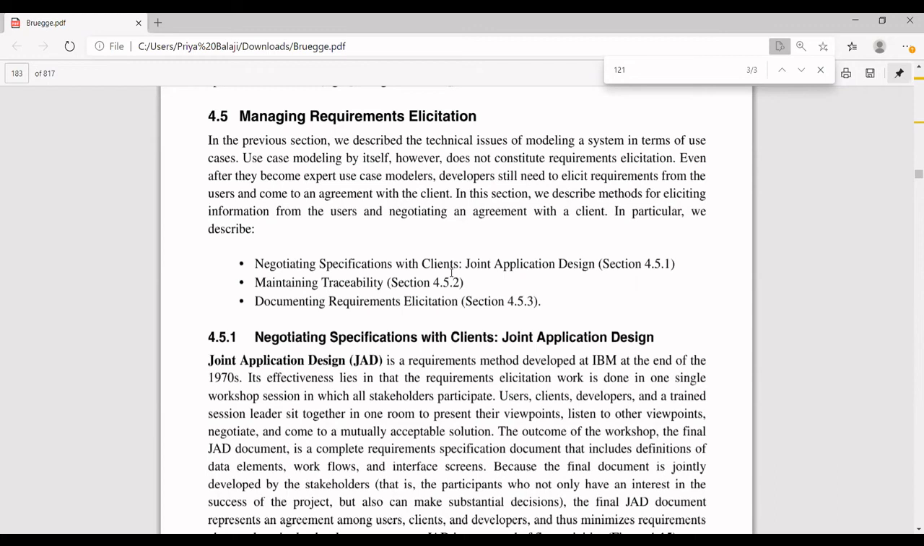That is called your JAD. So if you involve JAD in the requirement elicitation phase, the advantage is that everybody will know what exactly the client is expecting and what exactly they can do from the user side.